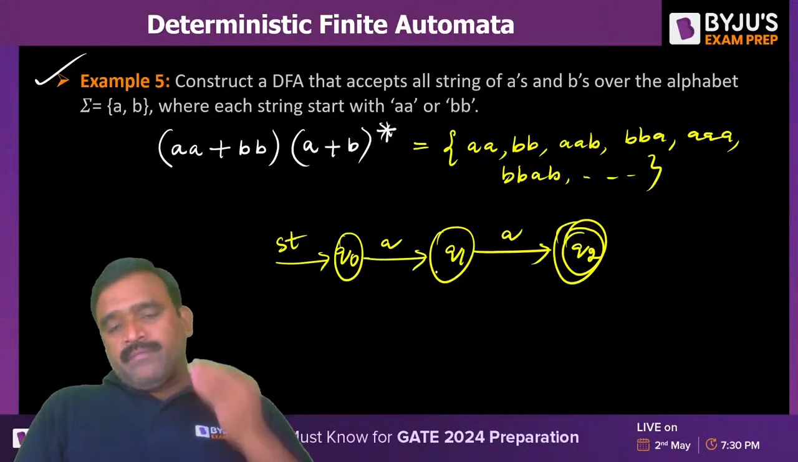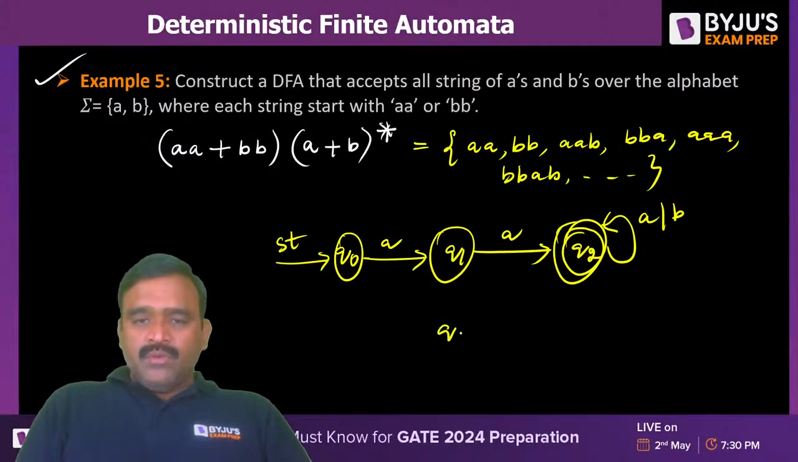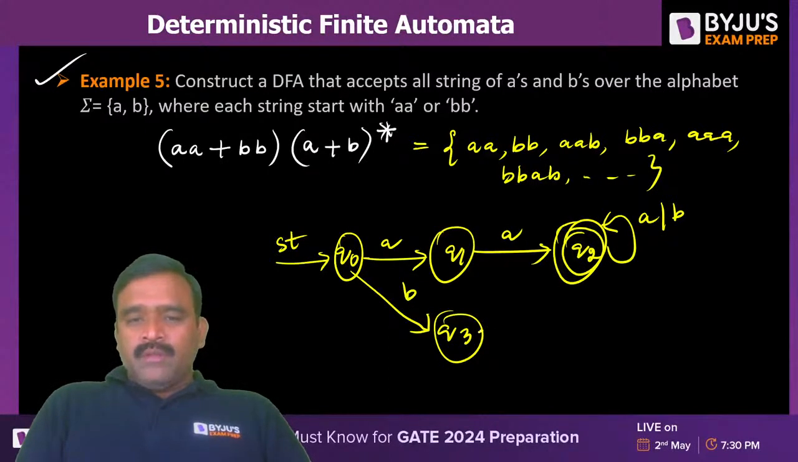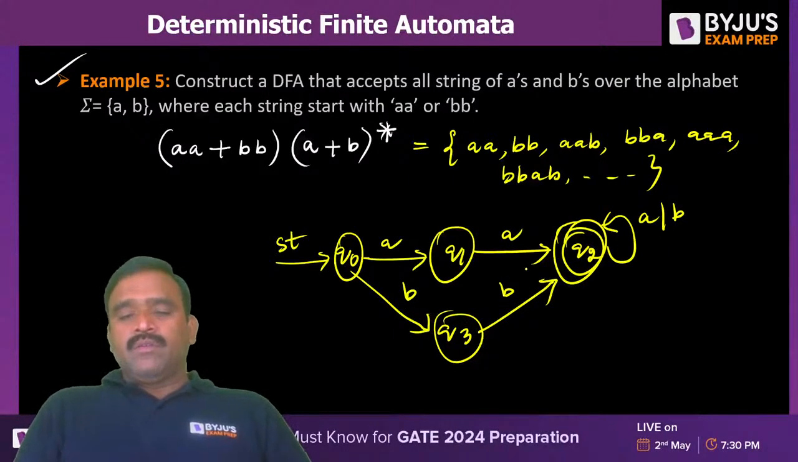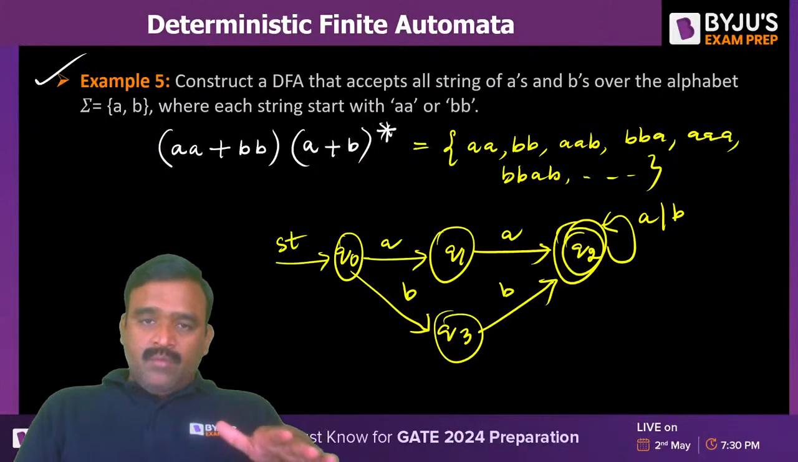AA accepted. Then after AA, any combination of A's and B's. Same is the case. For example, B, if I am giving to Q1, BA will be starting. So we have to take another state, some Q3, which is non-final. So we can take B to this, and BB. If I am giving like this, it will go to this. And please remember, always it should start with AA or BB.